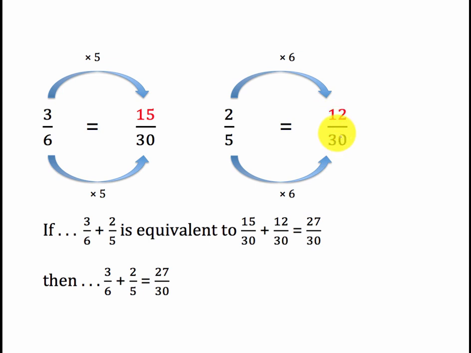So now I can add these fractions much more easily. Instead of saying 3/6 plus 2/5, I can say 15/30 plus 12/30. And now that my denominators are equal, I just add the numerators. 15 plus 12 is 27, and I write that over top of that common denominator, 30. So the answer here would be 27/30. But I want to write it like this, because these are my original fractions. I would say then that 3/6 plus 2/5 is equal to 27/30.